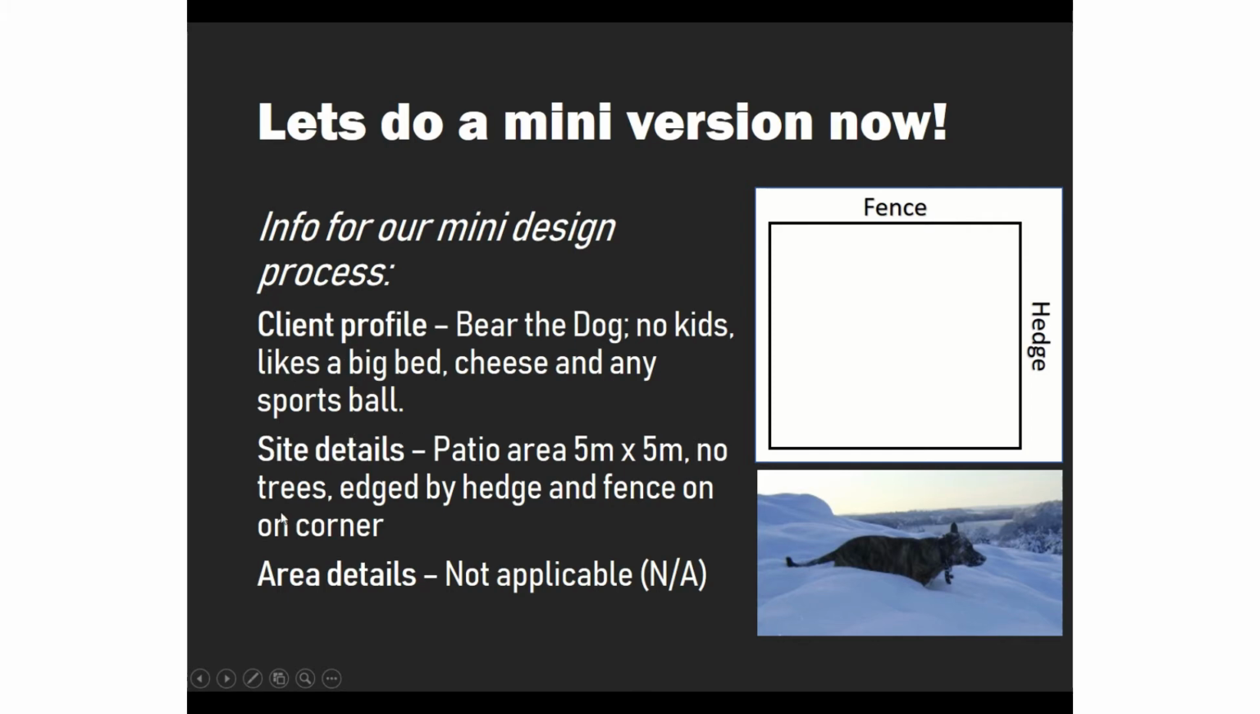So our site details: we have a patio area, 5 metres by 5 metres, that is over here. And it is edged by a hedge on one side and a fence on the other side. There's no information as to what the other sides are, so presumably they are just open into the rest of the garden. What we're doing is we're going to build Bear a little doghouse and play area in that area. So you're restricted to 5 metres by 5 metres. You obviously can't make anything bigger than that square. And he needs some sort of house and some sort of outside area.